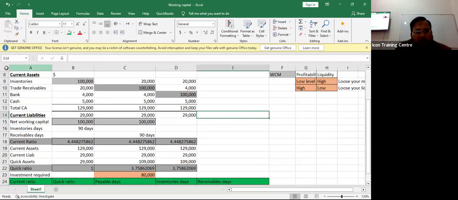By the way, this is one of my favorite areas, working capital management. Practical, challenging, balancing, everything. We will end by June, inshallah, and then we'll restart CMA part 2.